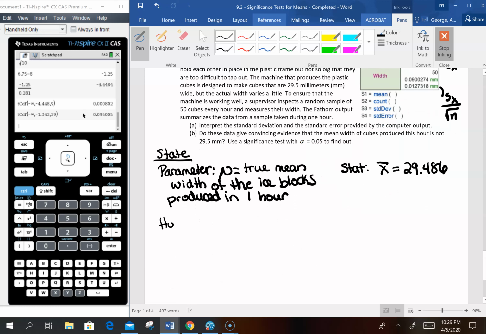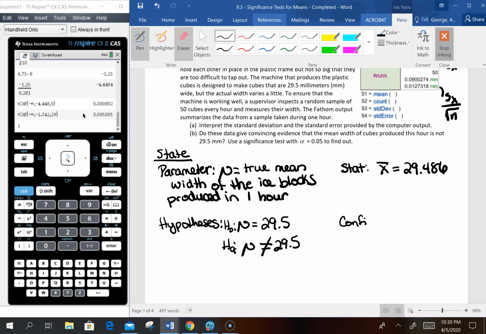For our hypotheses, the null hypothesis is that it is what it should be, so mu equals 29.5. And then our Ha is that our mu is not what it should be, so not equal to. Almost everything is going to be the same until we get to the picture and calculating our p-value, but it's good to keep in mind that we're going to be dealing with this two-sided. And then the last thing over here is our significance level, which is our 0.05 that we pretty much always use.